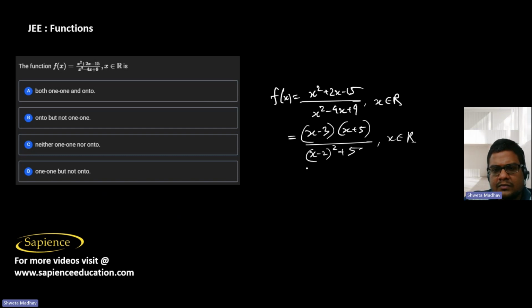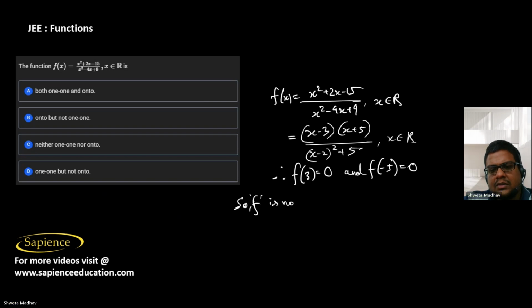Now here you can see that f of 3 is 0, and f of minus 5 is also 0. So f is not a 1 1 function. It is a many to 1 function. Now whether it is onto or not, we have to find that.